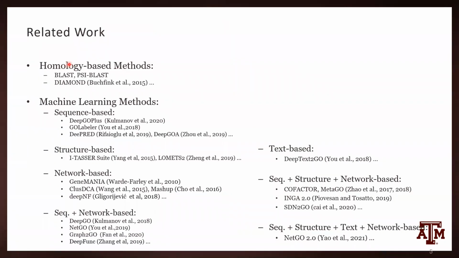In order to close such a gap, there is a lot of previous work. Basically, it can be classified as homology-based methods such as BLAST, PSI-BLAST, and Diamond, or machine learning-based methods. In machine learning-based methods, protein functions can be predicted either from sequences, structure, PPI network, or literature text. Also, protein function can be predicted from multiple sources combined together.